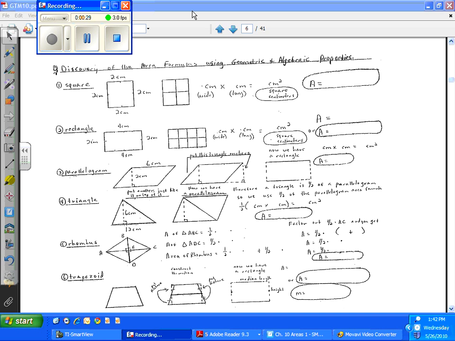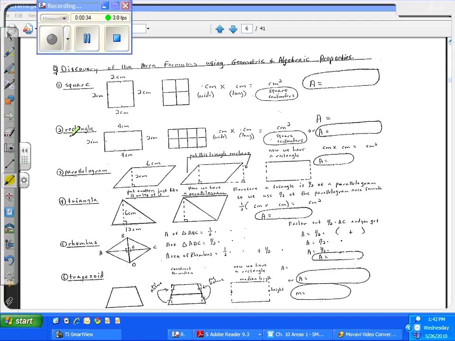So anyway, area formula for a square. Now, let's start with a rectangle first of all. When we think about area, we're thinking about length times width. Here we have a width of 2 and a length of 4. If we think about a 2 by 4 and how many blocks there are, there's 1, 2, 3, 4, 5, 6, 7, 8 blocks.